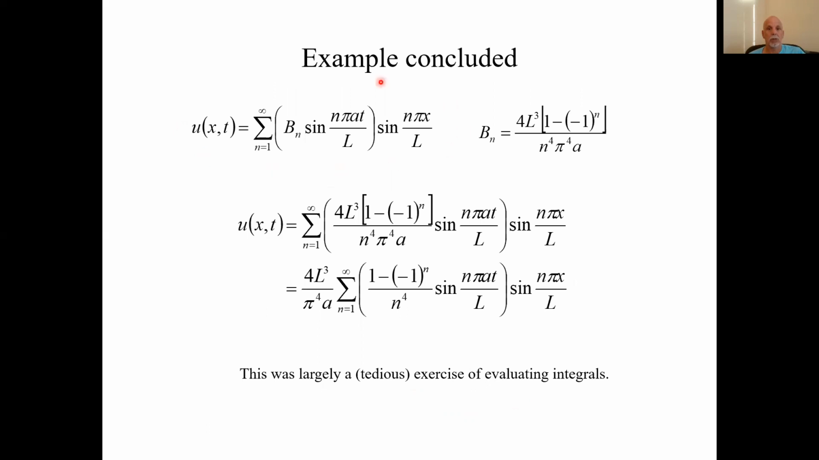So here's our solution, because all the A's were 0, and here's what the B sub n's are. Put it all together, it would look like this. And we could pull out anything that doesn't involve n, we could pull it out up front if we want. Don't pull out anything that involves n, because that's part of the sum. You got to leave all n stuff inside the sum. Pull out the 4L cubed over pi to the 4th. Anyway, here's the solution for that problem.